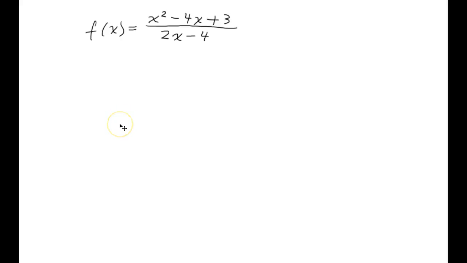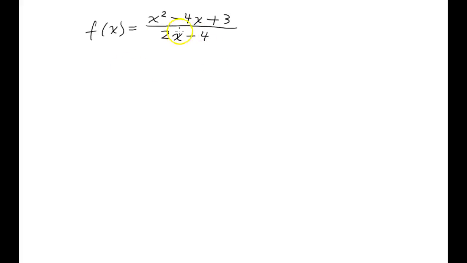In this video, I'll be talking about a few asymptotes of this rational function. We have x squared minus 4x plus 3 over 2x minus 4. So the first thing we want to look at is the vertical asymptotes.